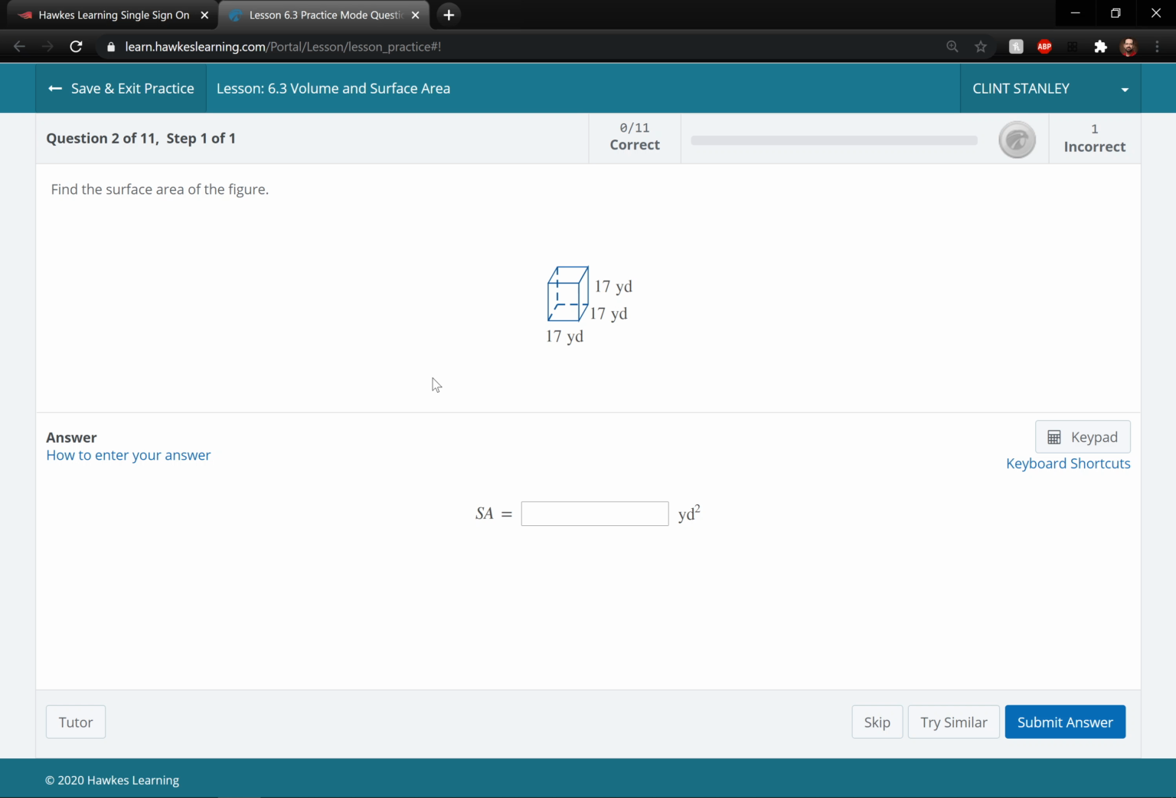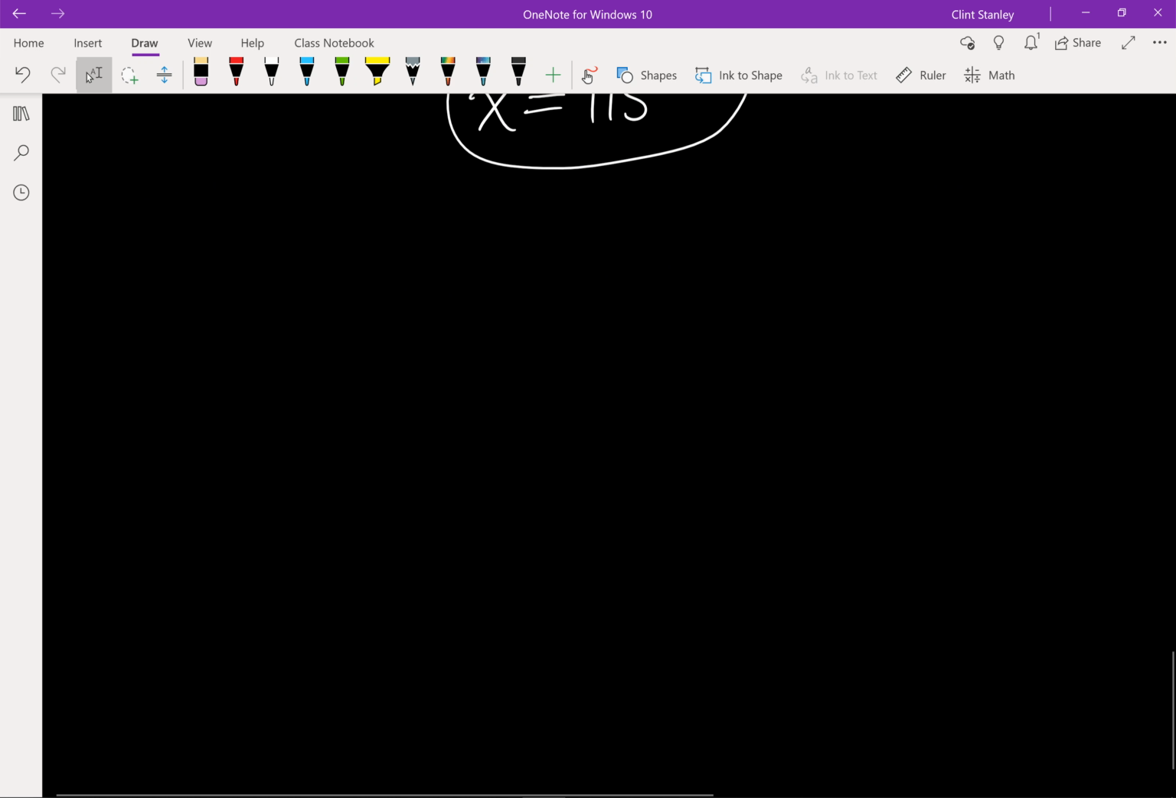Okay, this one says find the surface area of the figure. And on this one, it is a lot easier if you see that they're all the same. So this would be the surface area of a cube. So we have a cube and we want the surface area. It's going to be 6 times the side length squared. Because what we're doing is we're figuring out the area of each face and adding them together. But here, each face is going to be 17 times 17. And we have 6 sides on the cube, right? We've got front, back, left, right, top, bottom.